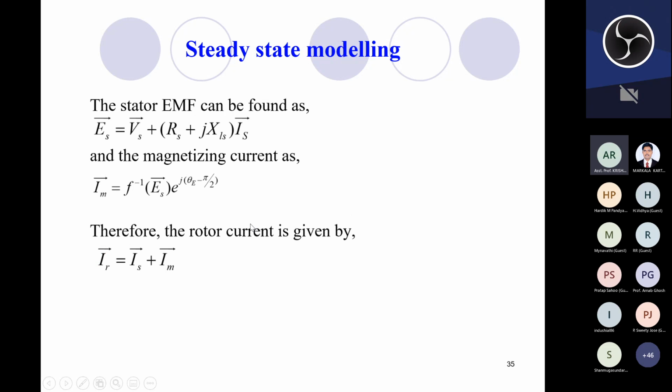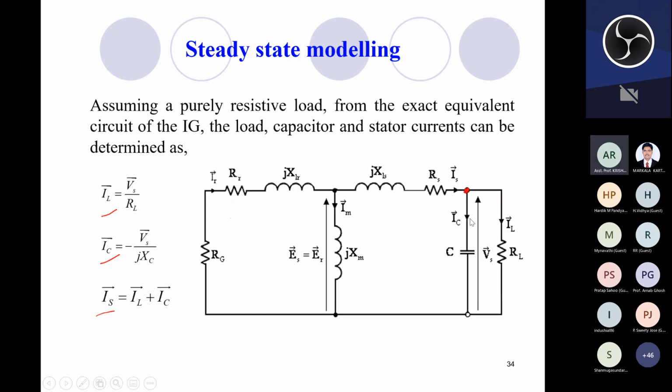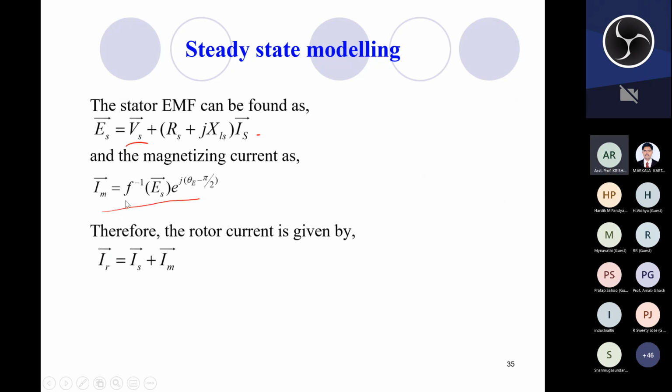So, ES is equal to VS plus (RS plus jXLS) into IS, and the magnetizing current IM can be written like this. Here theta E is the angle of ES with respect to the reference phasor VS. Okay, and we have seen that the capacitor current leads the voltage VS by an angle of 90 degrees. That is why the expression of IM is the inverse of ES into e to the power of this angle. So, once we get the magnetizing current, we can calculate the rotor current using this equation.